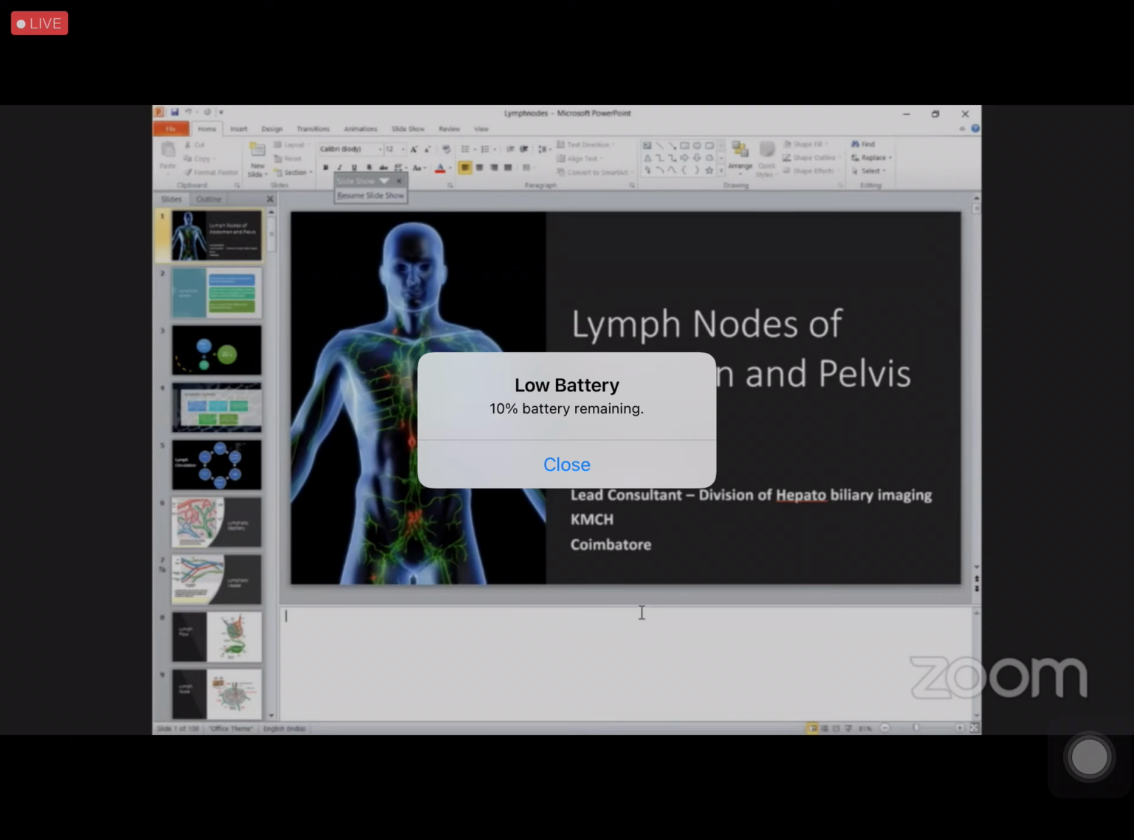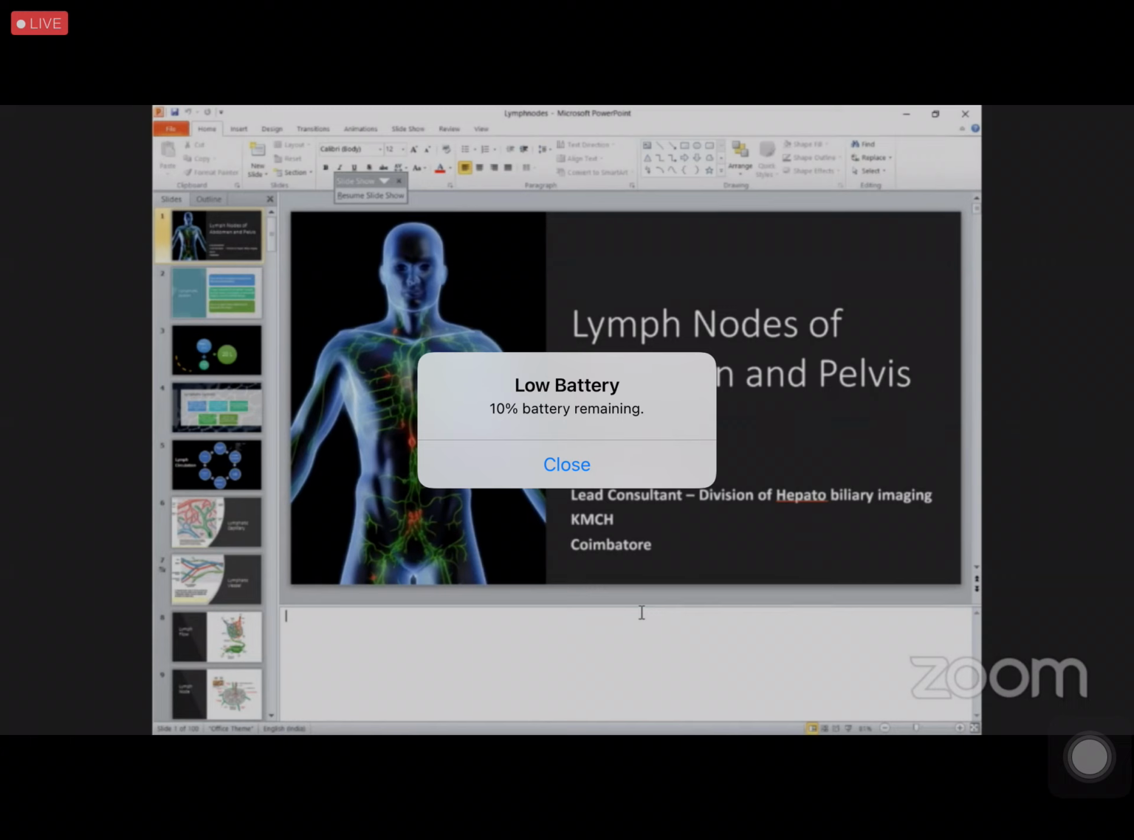What is the significance of a single right paravertebral lymph node which is necrotic? Single right paravertebral. What's the significance? First, we have to see the location. Okay, so I think that was a broad question.